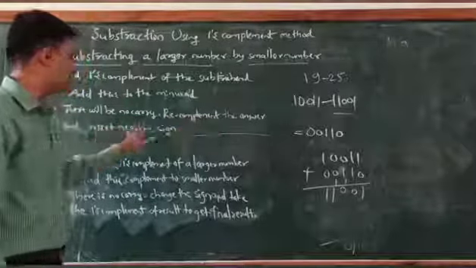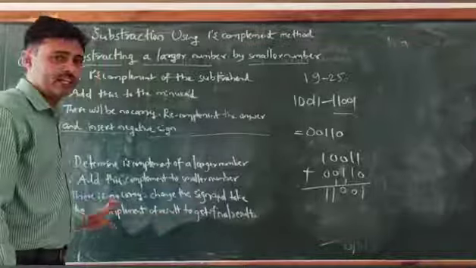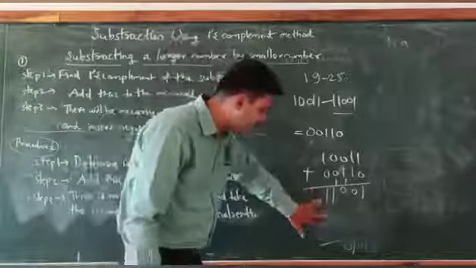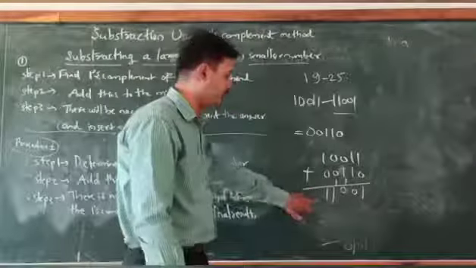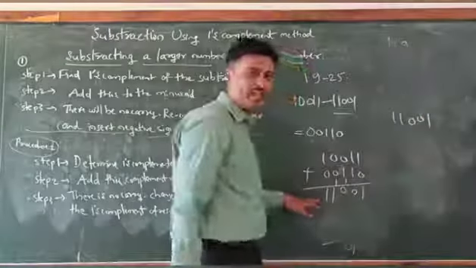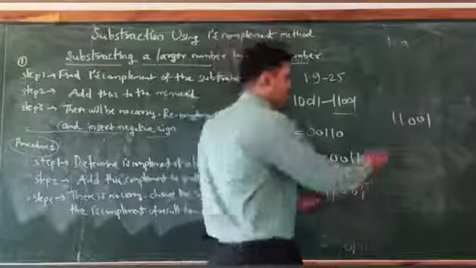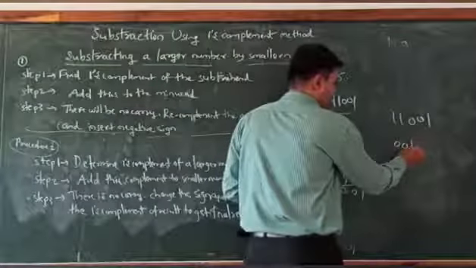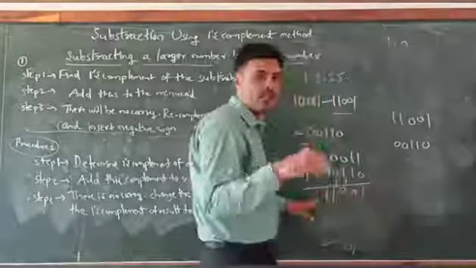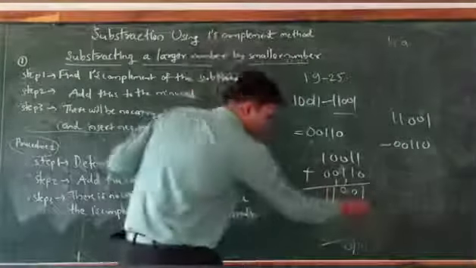Recomplement the answer and insert the negative sign, or change the sign and take the complement. Recomplement means we need to convert it to the ones complement again. The answer is 1 1 0 0 1 here. We need to recomplement again, converting it to the ones complement. That is 0 0 1 1 0. Put the negative sign.